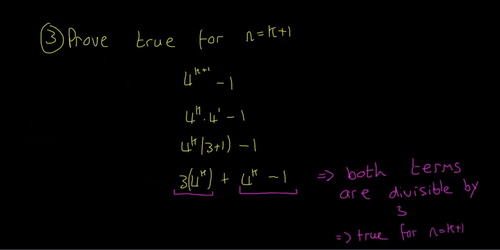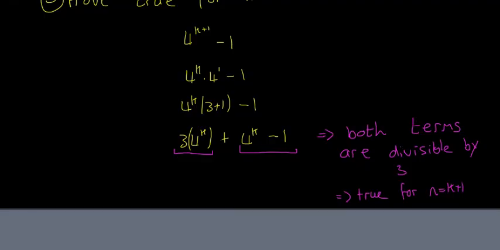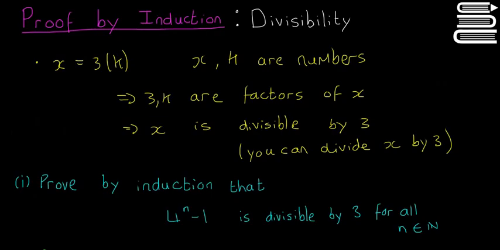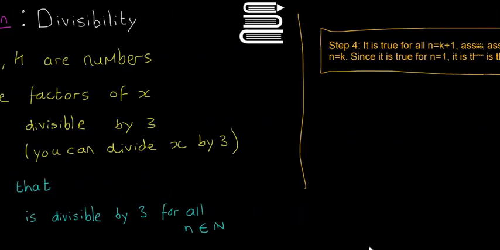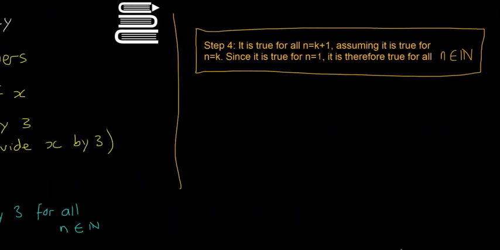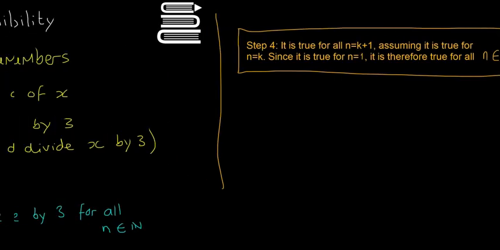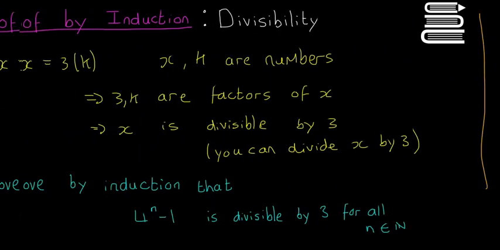Okay, so that's it done for n is equal to k plus 1. So that's step 3 proven, and the last step is our finishing statement, as always. Step 4: you say it is true for n is equal to k plus 1, assuming it is true for n is equal to k. So since it is true for n is equal to 1, it is therefore true for all n in the set of natural numbers. So that's all you have to do to prove those divisibility proofs.